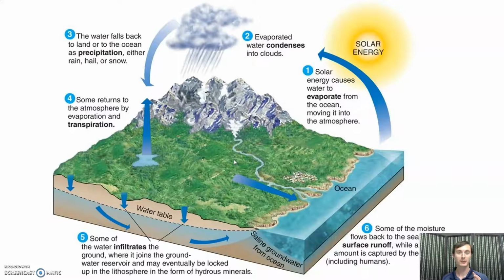Now, I said there's no start or end. You can start at any point, but it's easiest to start with the ocean, a big reservoir of water, and the first thing that happens is the sun heats it, causing it to evaporate, turn into a vapor. This vapor moves somewhere else, maybe on land, and condenses into clouds. These clouds then precipitate the rain back to the ground.